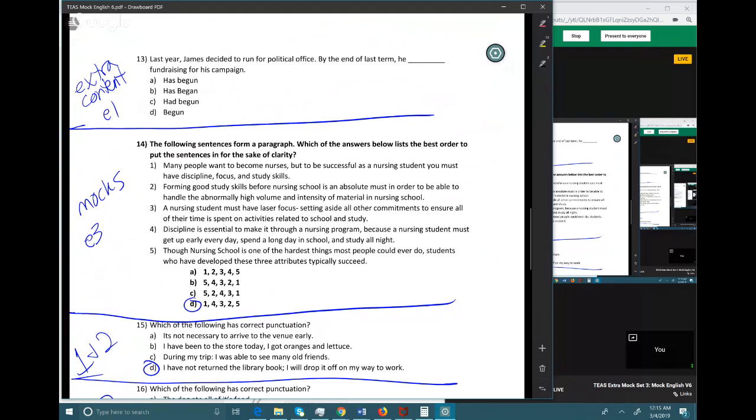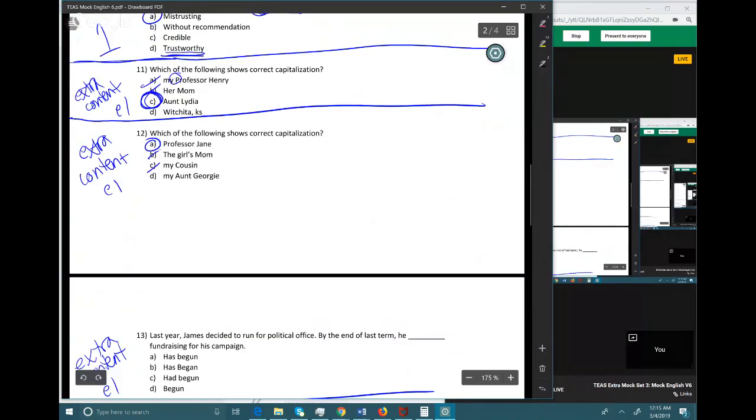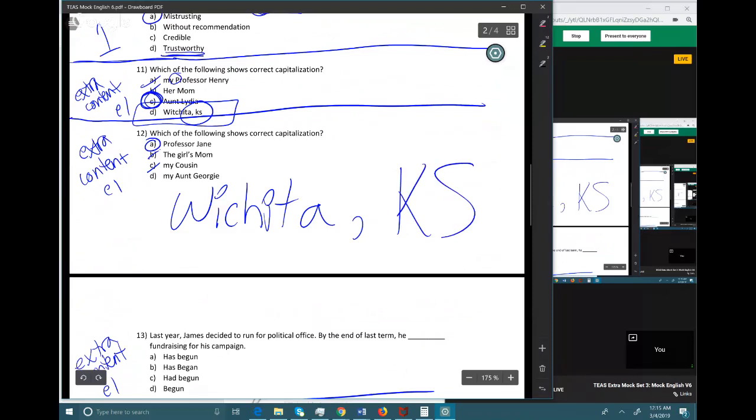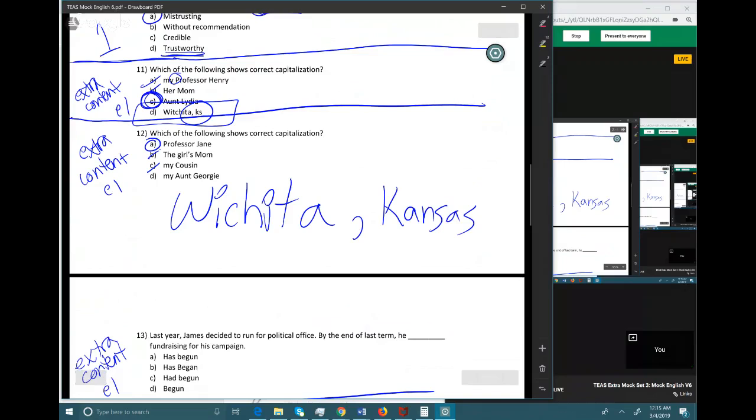Obviously, you need to know how cities and states work. If you look at D on number 11, that's incorrect because these are supposed to be capitalized. So if we had Wichita, Kansas, I actually have Wichita misspelled there. It's actually spelled like this. Wichita, Kansas, the KS would all be capital. But if you spelled out Kansas, you would just capitalize the K. Most of us are good on city-state.